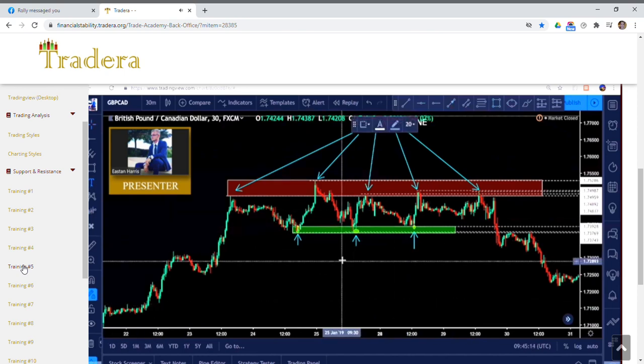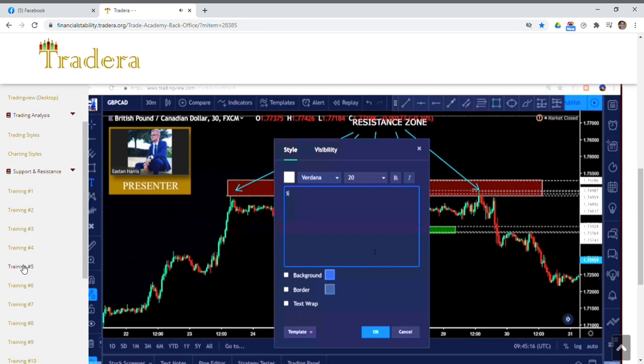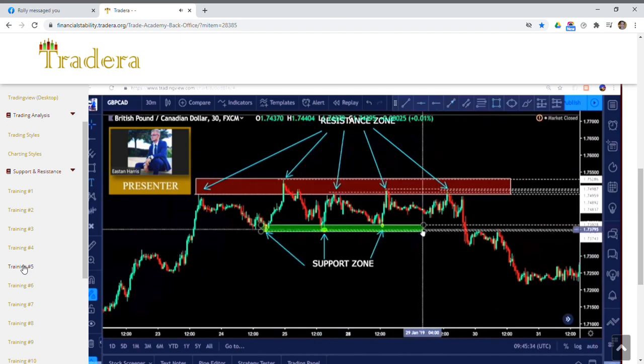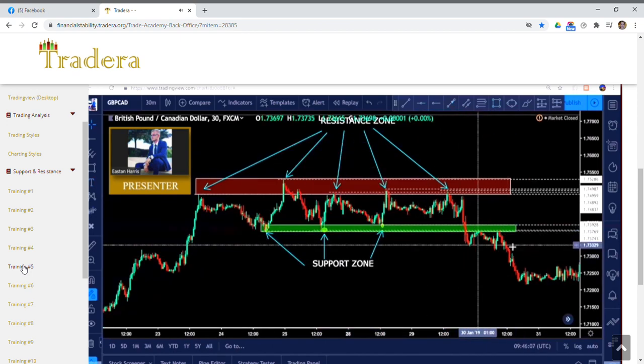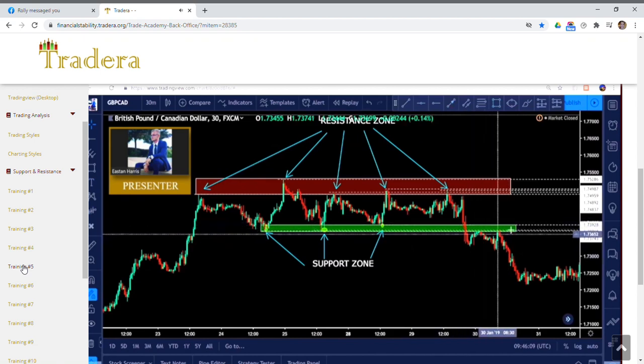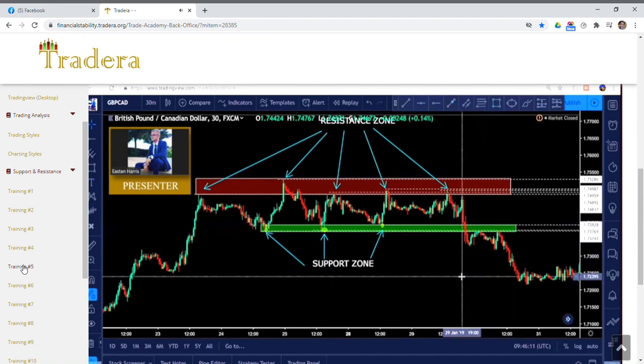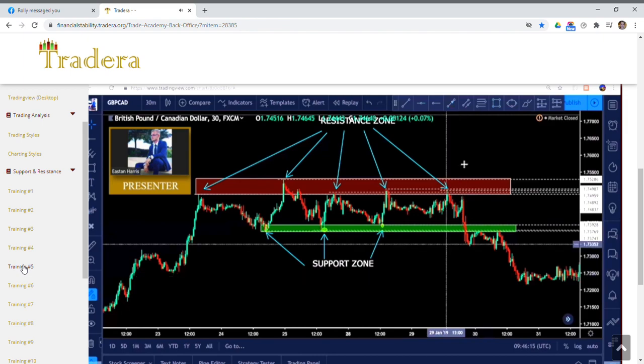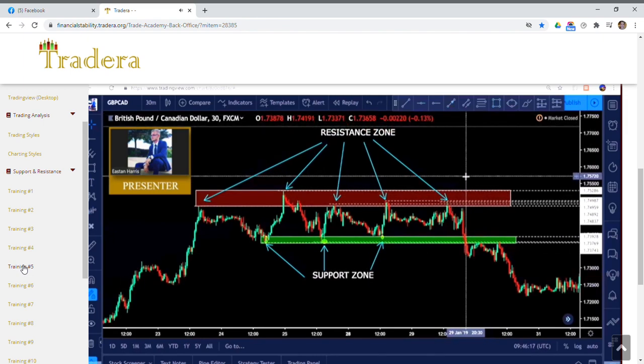I wanted you guys to have a complete understanding of how this is done correctly. All right. This is our support zone, and look how price reacted to it. Support then turned to resistance in this area. Zone was very well respected. This is how you draw your support and your resistance zones. This is how specific you need to be.